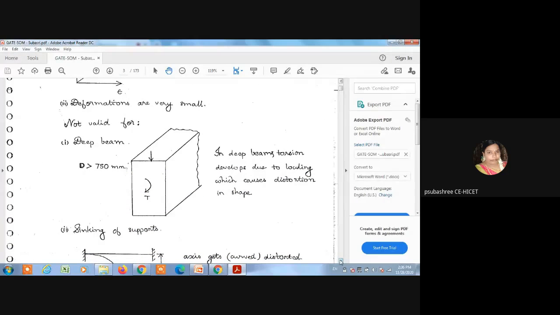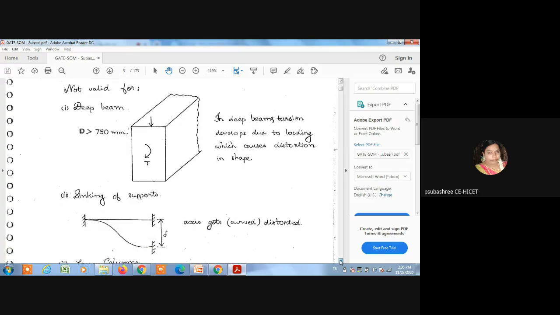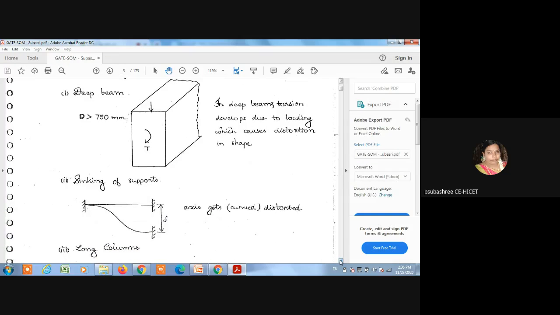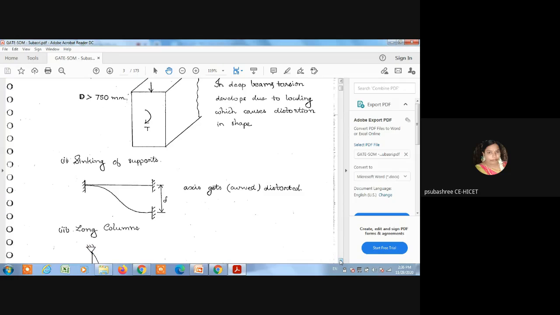Then deep beam. A deep beam means torsion is developed due to loading, which causes distortion in shape. What do you mean by distortion? It is the strain, change in dimensions, change in deformations. This is also called distortion in shape. Then shrinking of support. The axis gets curved or distorted. Distorted means deflected. It is the shear strain. It is deflected.